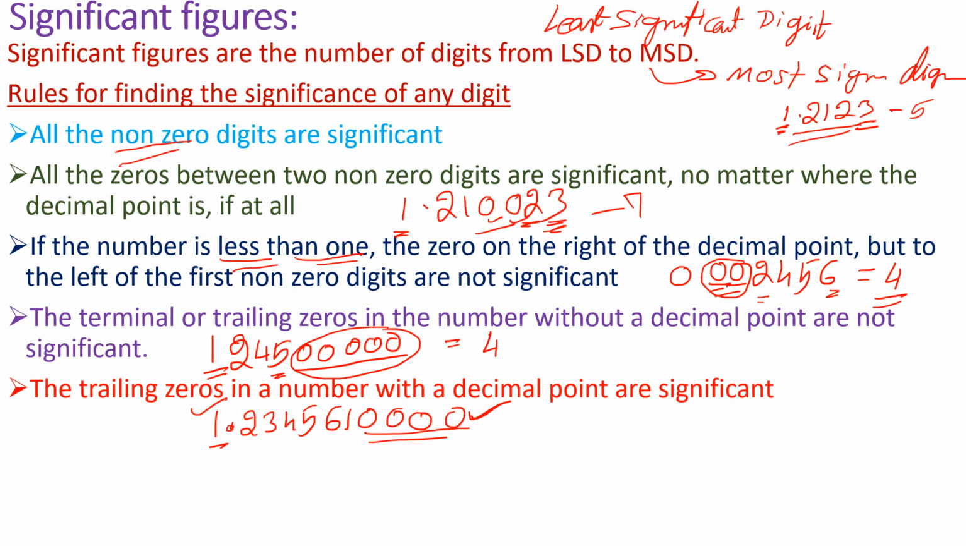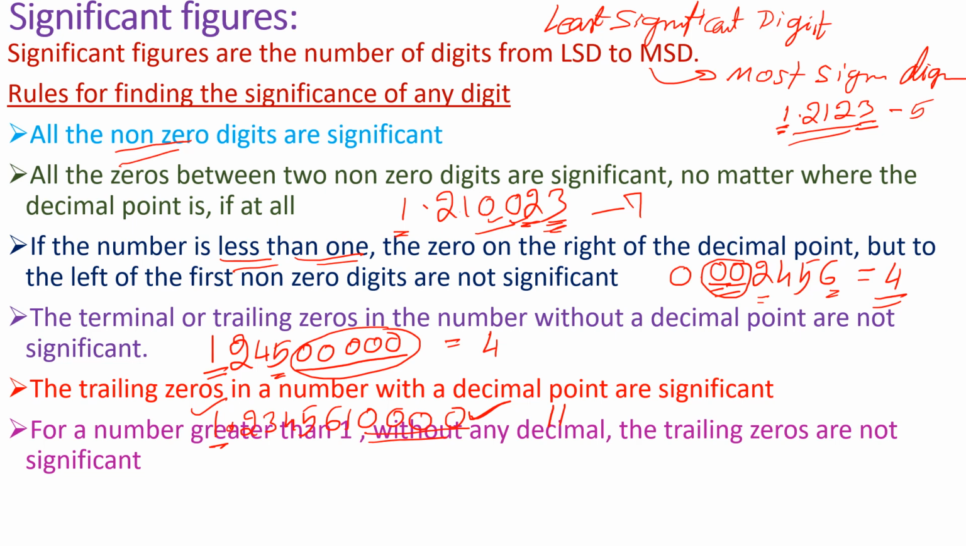Now the total number of significant figures is 1, 2, 3, 4, 5, 6, 7, 8, 9, 10, 11. So 11 is the total number of significant figures. I hope you have understood this. That means trailing zeros in a number with a decimal point are significant. You have to take them into account. So what is the next rule of finding the significance?